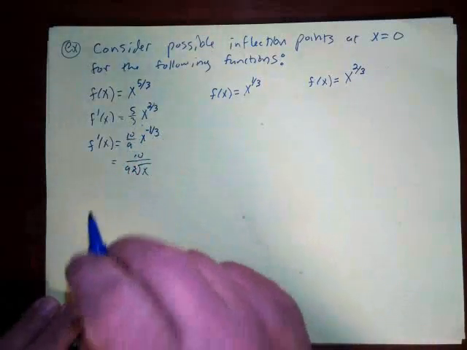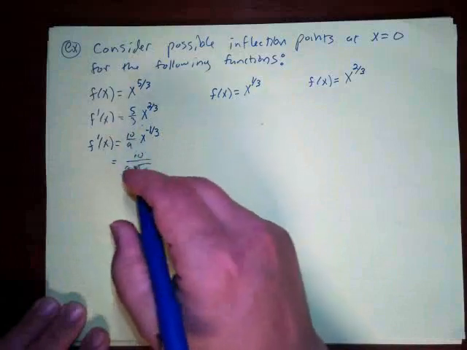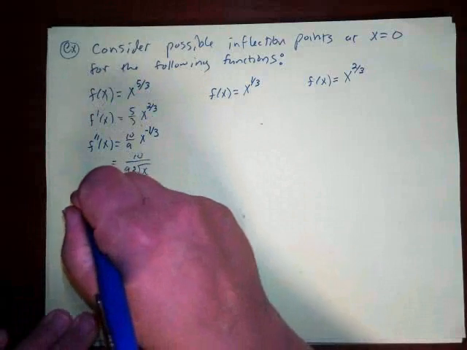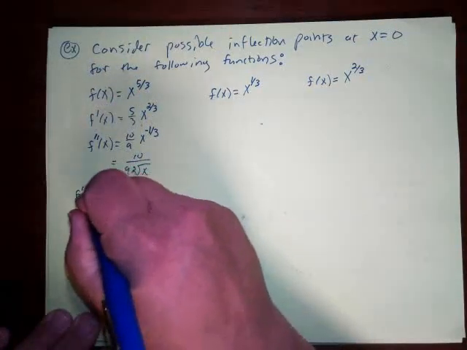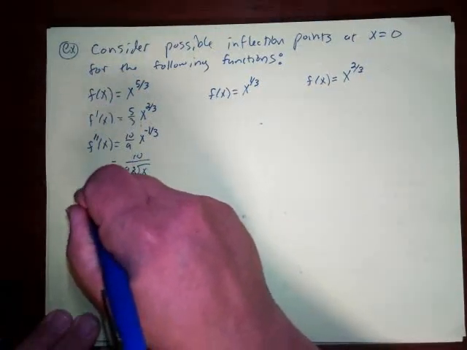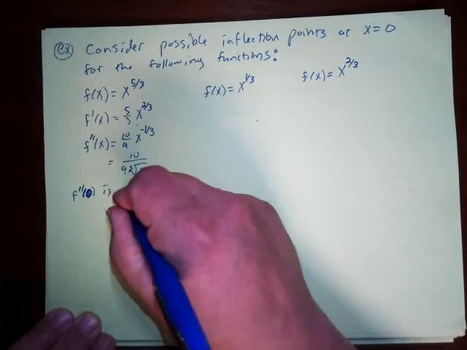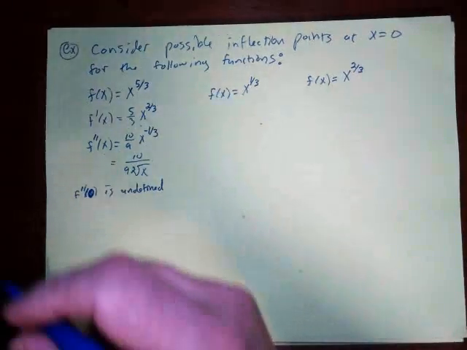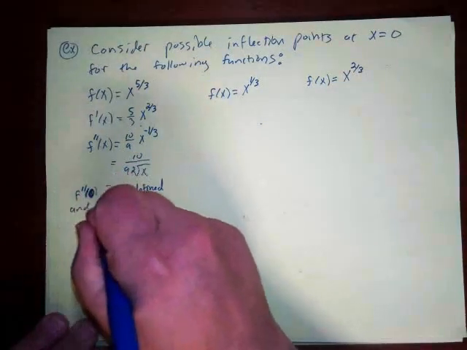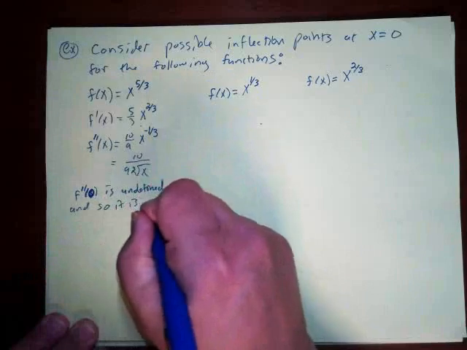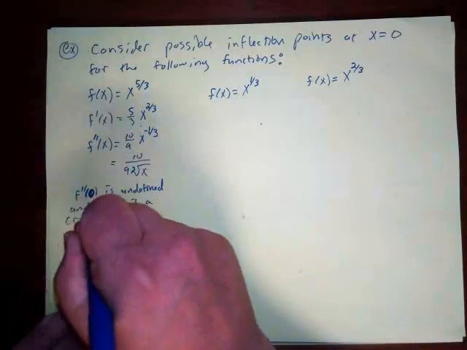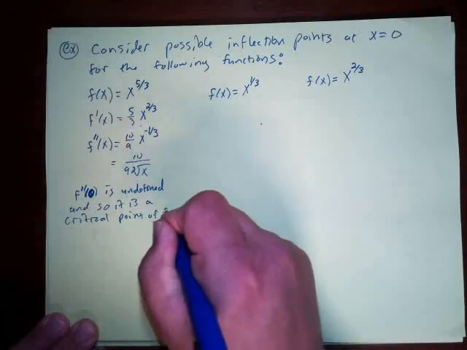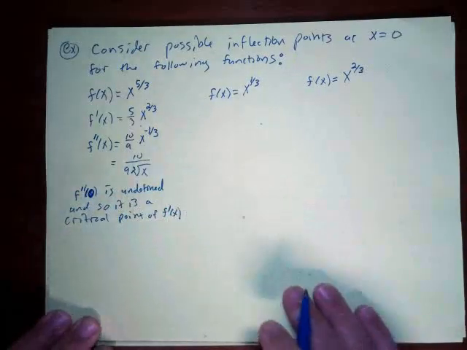And so you can see that at 0, this is undefined. So, and this is double prime, sorry. f double prime of 0 is undefined. And so it's a critical point, we could say, and so it is a critical point of f prime of x.